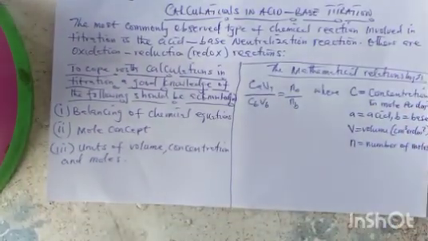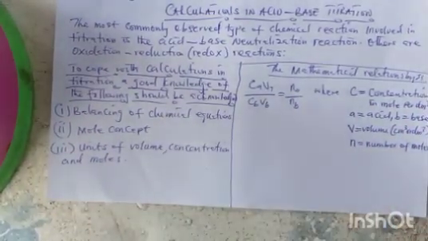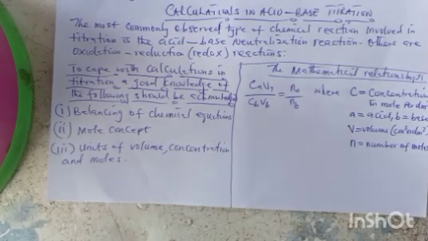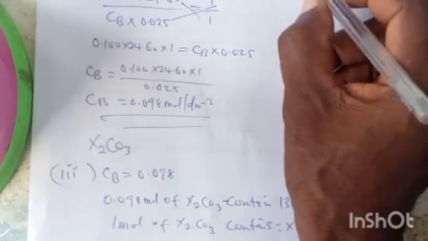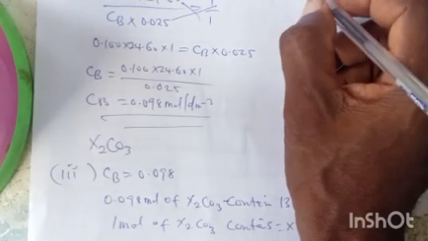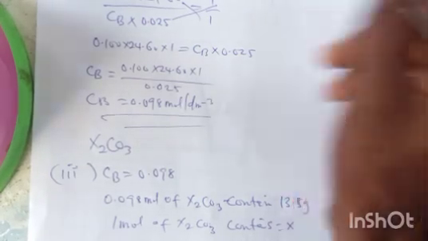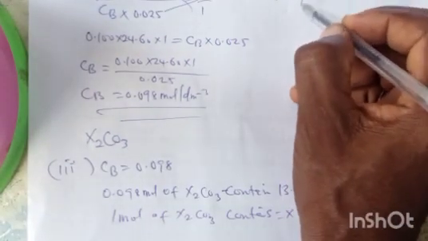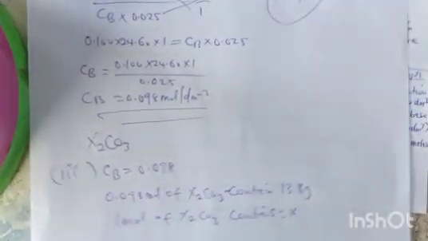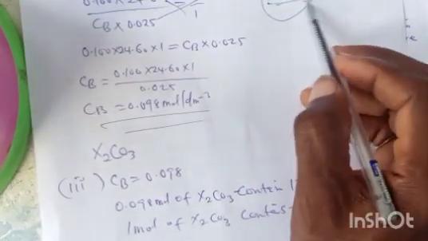Now, to cope with calculation in titration, a good knowledge of the following is required. One, balancing of chemical equation is very important. If you don't know how to balance a chemical equation, you will have problems relating the number of moles of acid and base, determining your Na and Nb, because that is where you get them, when you balance the equation properly.